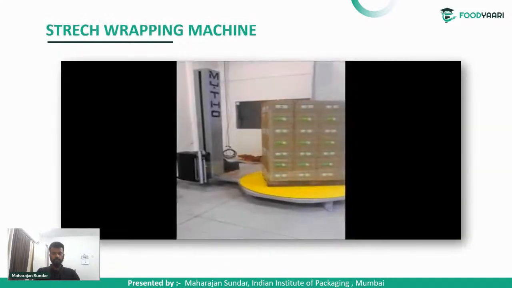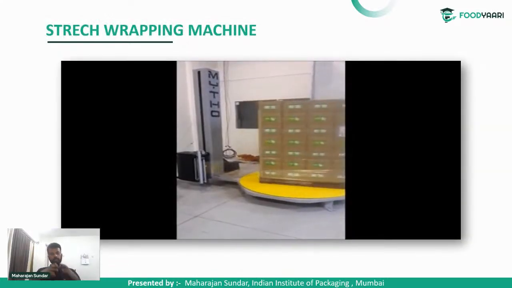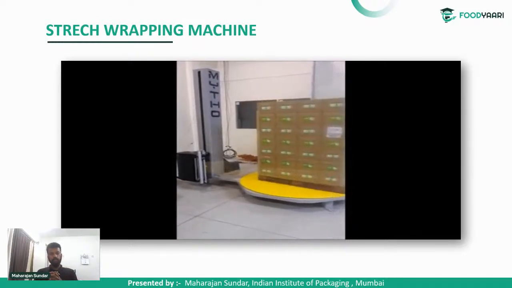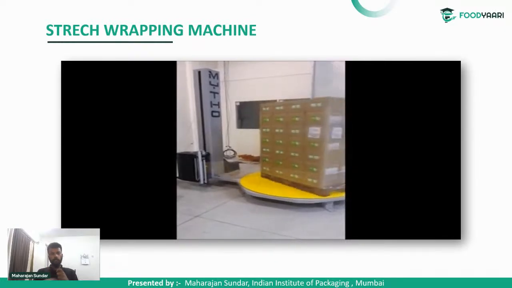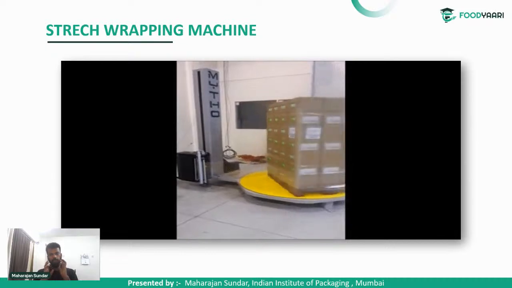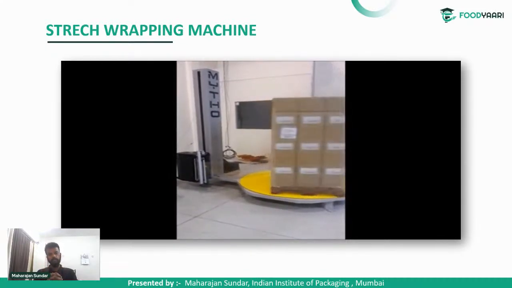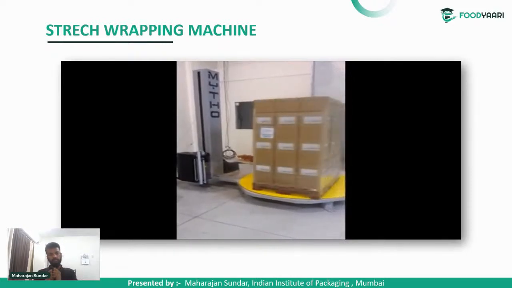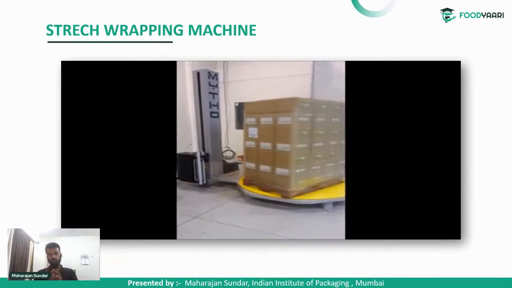Stretch wrapping machine. Stretch wrapping is generally used, for example, if we are making a consignment and can't use a strapping material like wires or polyester material. We need proper protection for the boxes or containers, but certain characteristics of the product limit the use of strapping material. In this case, we use stretch wrapping.